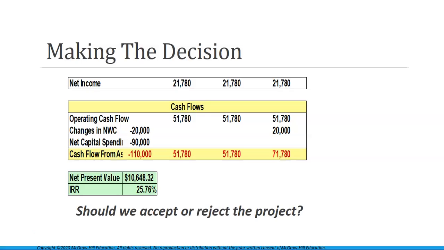When we're using Excel, we can calculate the net present value and the internal rate of return on this project. Then we need to decide, should we accept or reject this project? Given what we know about capital budgeting decisions after Chapter 8, we know that if the net present value is positive, that means that it is an acceptable project.